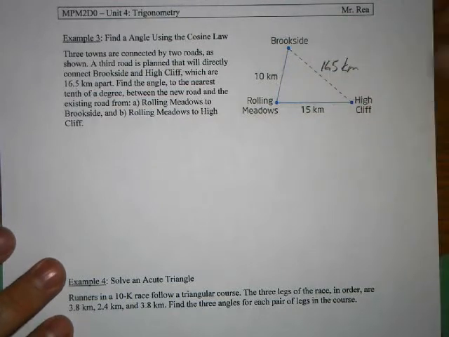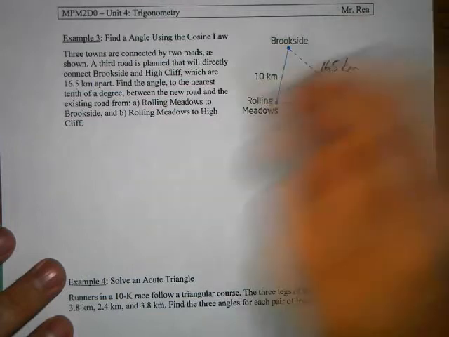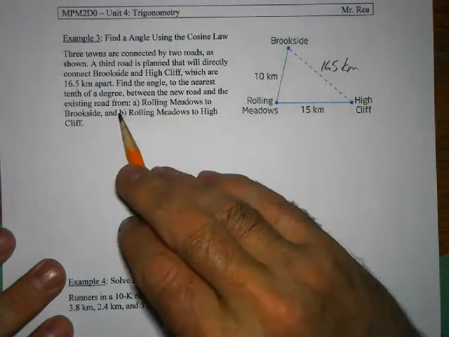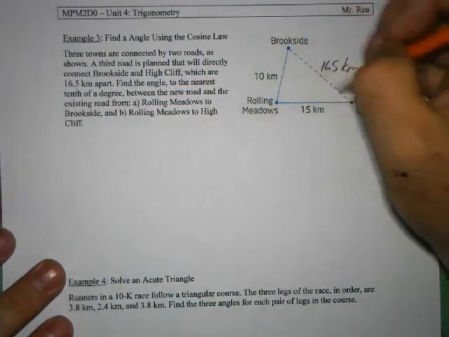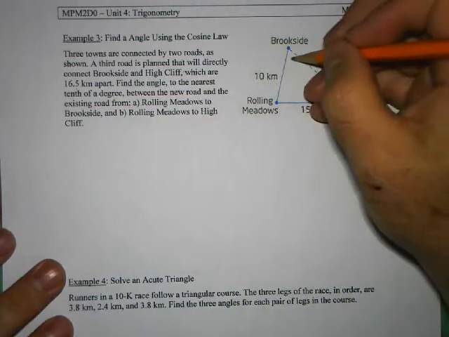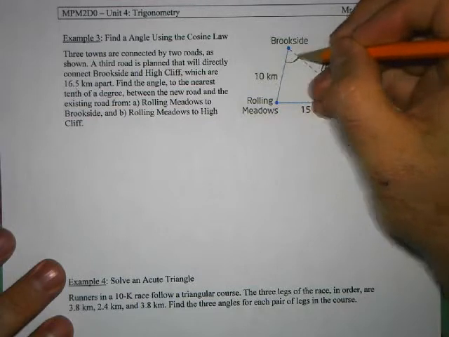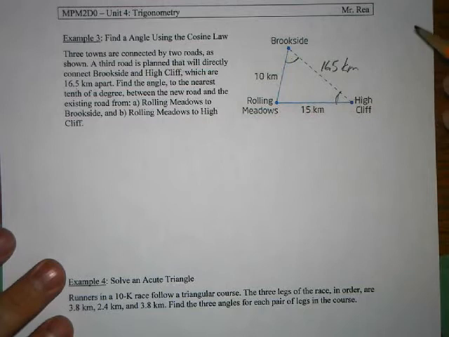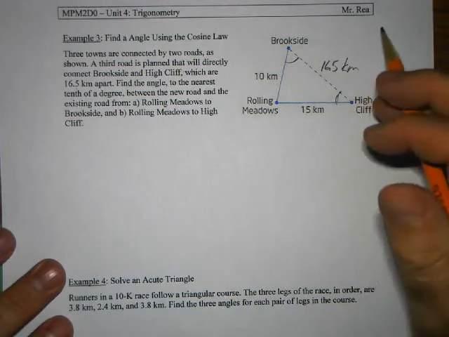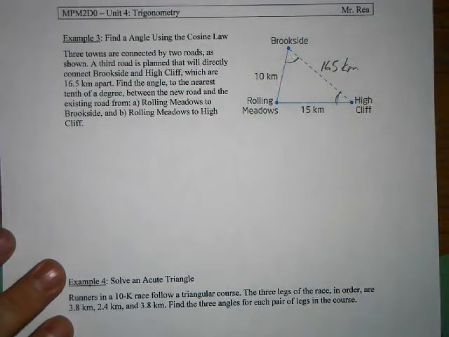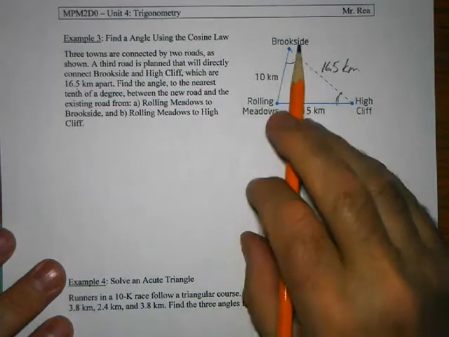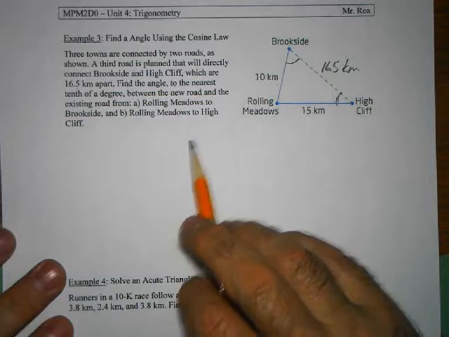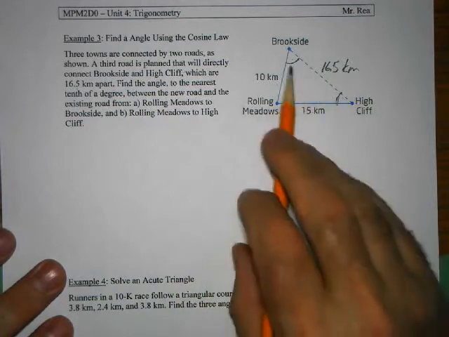No, we don't. Okay. Find the angle to the nearest tenth of a degree between the new road and the existing road. So here's the new road. So we want to know this angle here, and we want to know this angle here. So it's not quite completing or solving the triangle, because they didn't really ask for this angle, but they're asking for these two. So there'll be two steps here, but it wouldn't take much to get the third angle once you know these two.